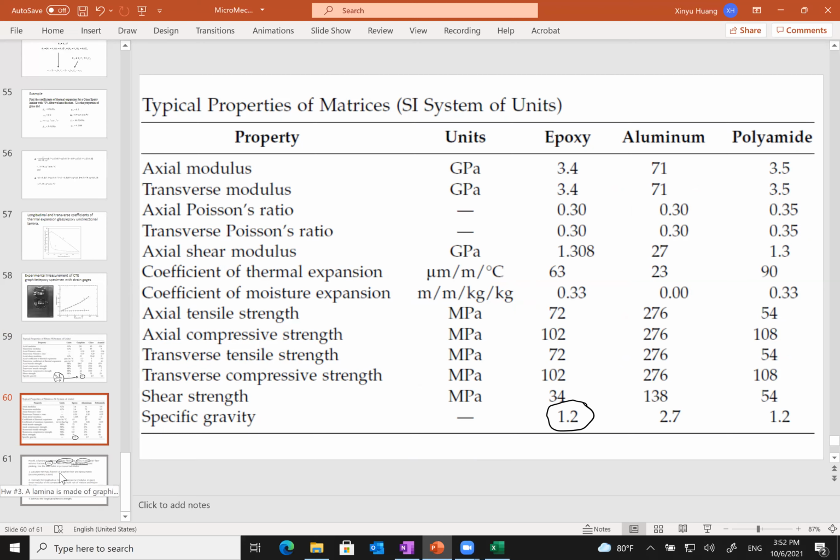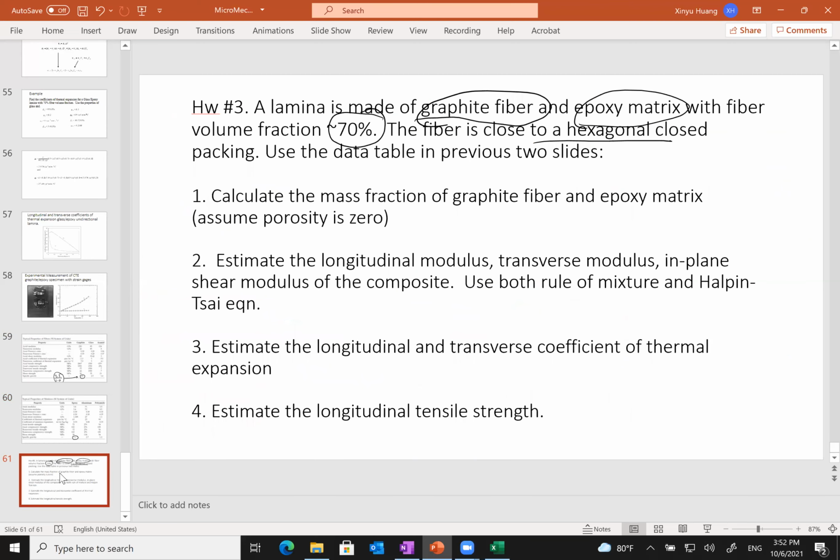So to calculate their mass ratio, you want to calculate the mass of graphite to the mass of matrix, right? Which is the volume of graphite times density of graphite versus volume of matrix times density of matrix. Okay. And then you just plug and chug. You can replace density with specific gravity because for the ratio it doesn't matter. The reference density cancels out, right?